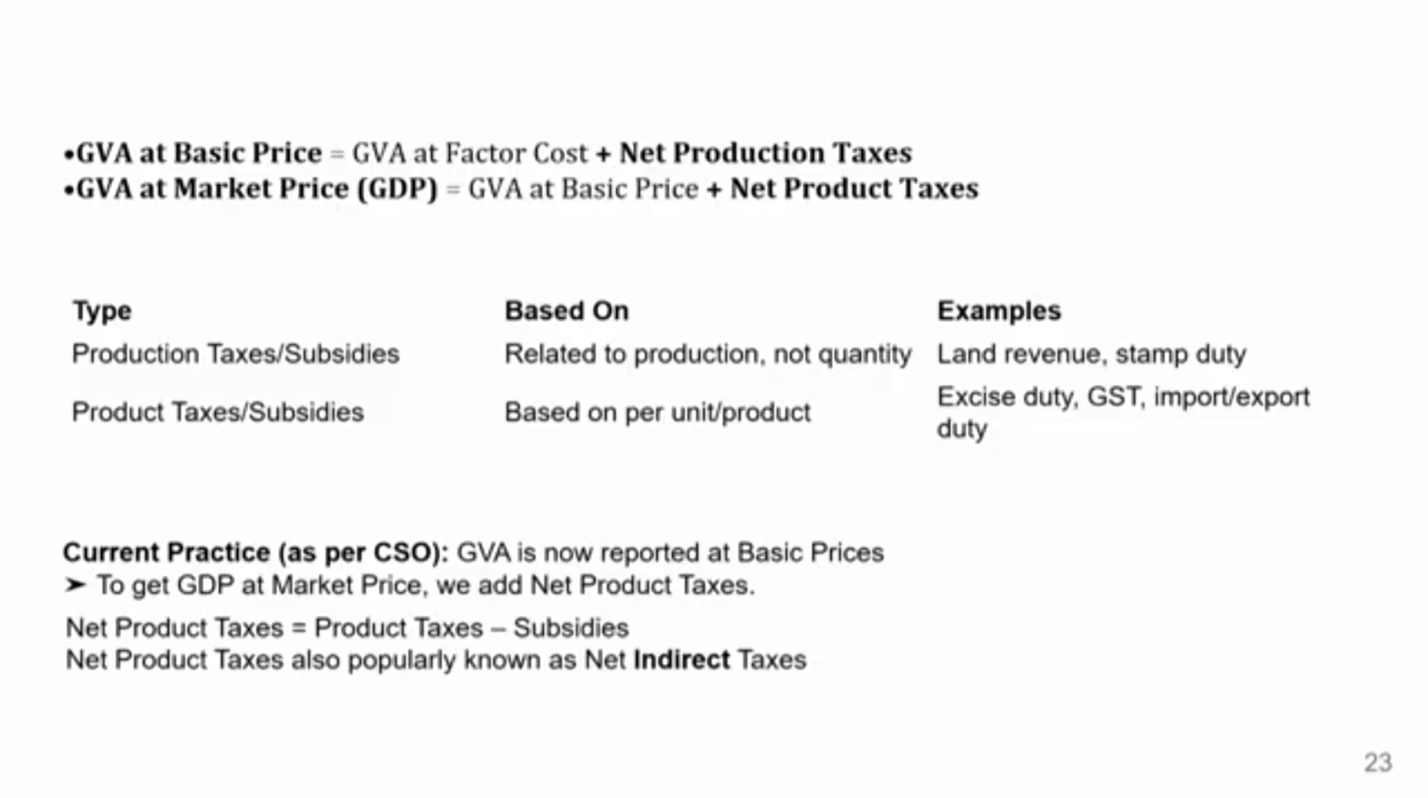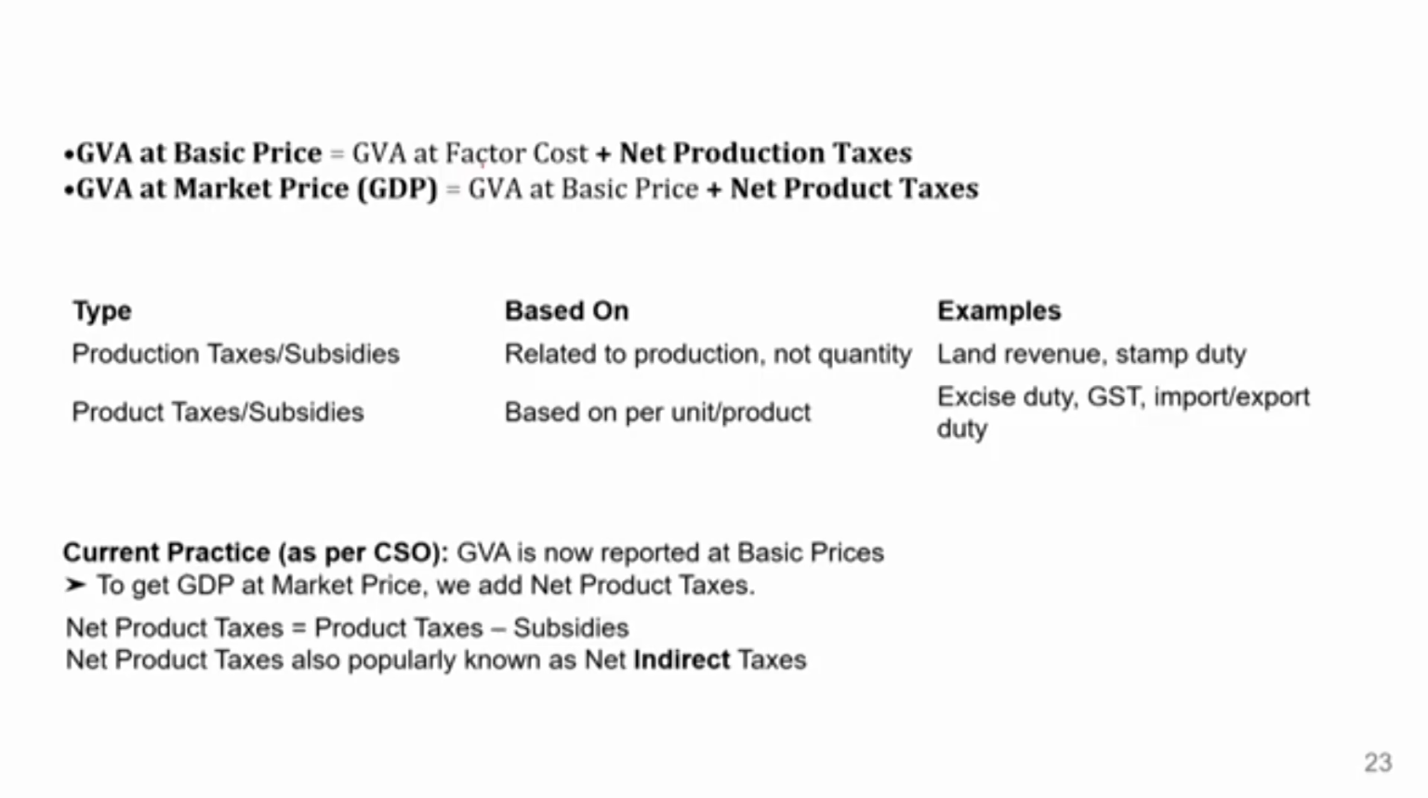Let's see the difference, what is GVA at basic prices. GVA at basic prices means GVA at factor cost plus net production taxes. And what is GDP at market price? GDP at market price means GVA at basic price plus net product taxes. Here I have highlighted the distinction between production taxes and product taxes.